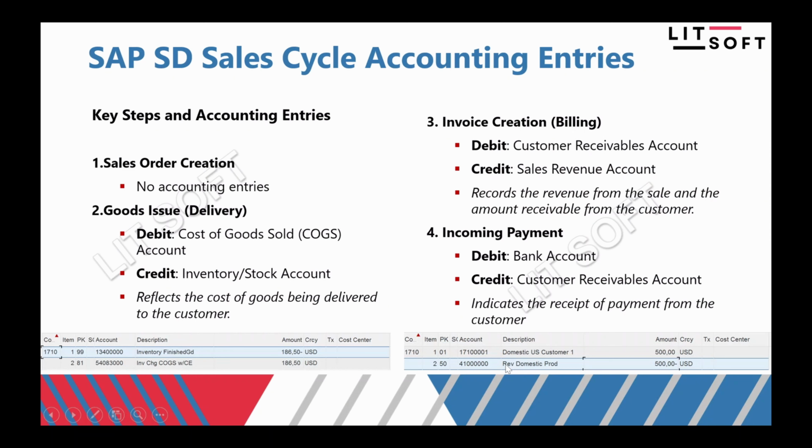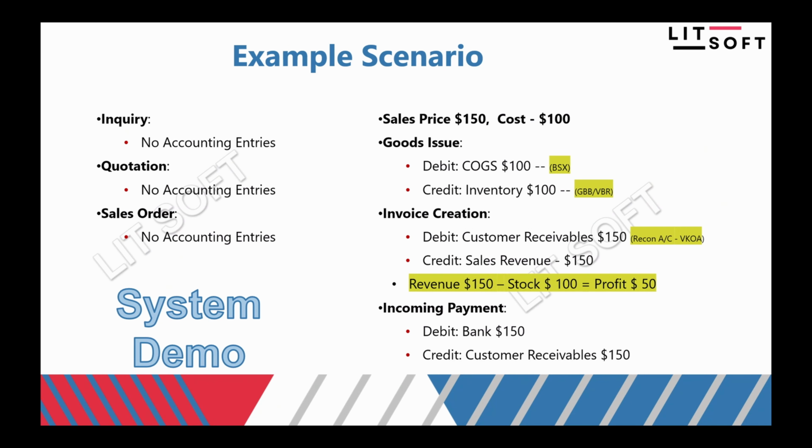You can see here, debit customer receivables account. Here you can see the customer account, that is 500. So the customer account is debit, and you can see the minus sign, the 500, and the domestic revenue account is credited. This is the way you need to go ahead.